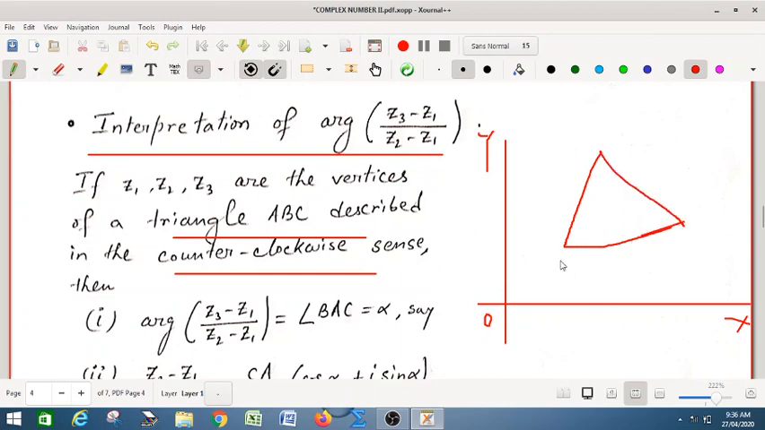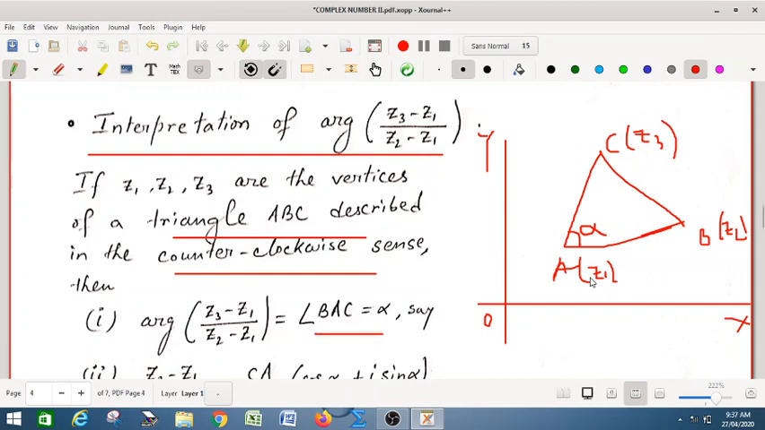This is the triangle. So this is your A, this is your B, and this is your C. A represents the complex number Z1, B represents the complex number Z2, and C represents the complex number Z3. Clear? So what does the argument of (Z3 minus Z1) by (Z2 minus Z1) represent? This represents the angle between AB and AC. This represents the angle alpha, angle BAC.